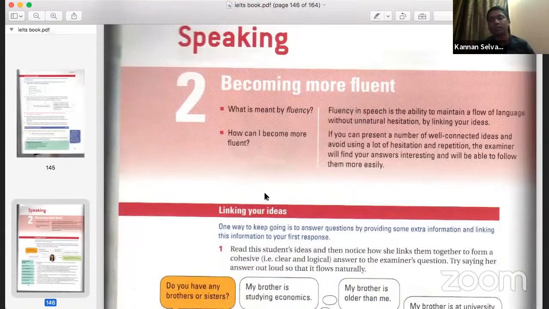What is fluency? Fluency in speech is the ability to maintain a flow of language. This is what I told you: a flow of language. When a person is talking in English, he should have a flow of language. But what do I mean by flow of language?